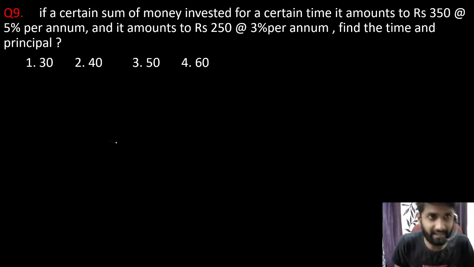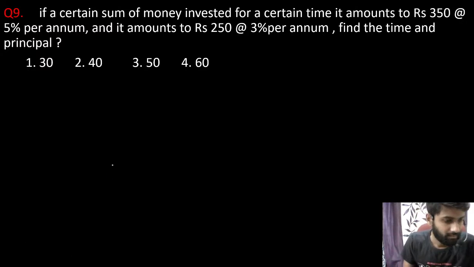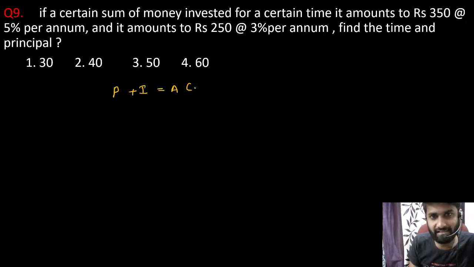Next question. See. A certain sum of money invested for a certain time. So we don't know the duration, guys. It amounts to 350 rupees at 5% per annum. Clear? Now see, principal we don't know, how much interest we don't know, but the amount is given, guys. The amount given is equal to 350 rupees at 5% per annum.